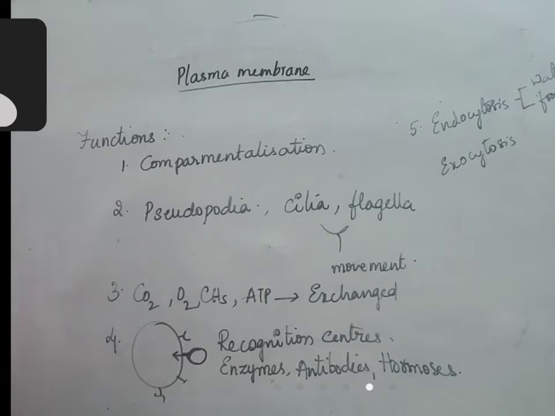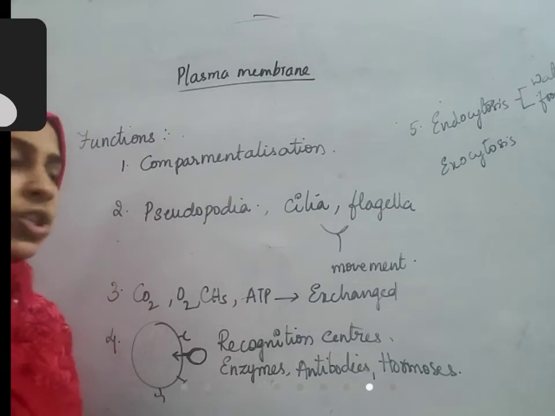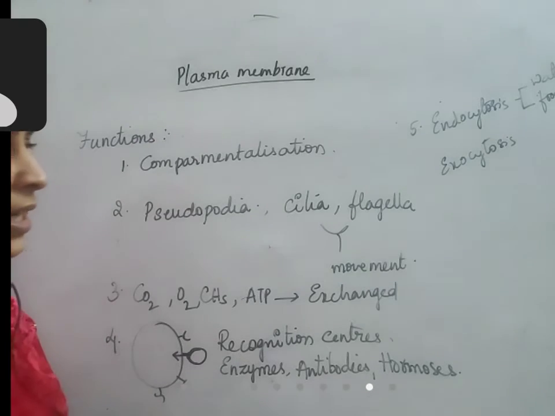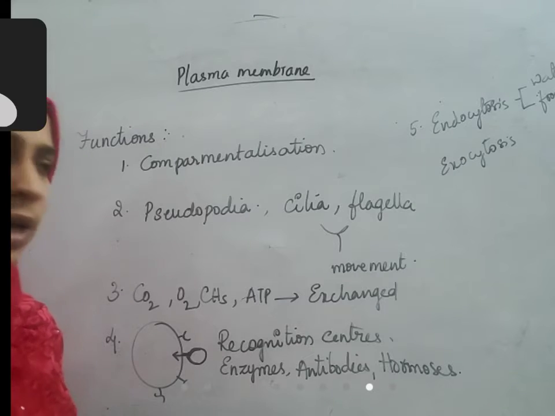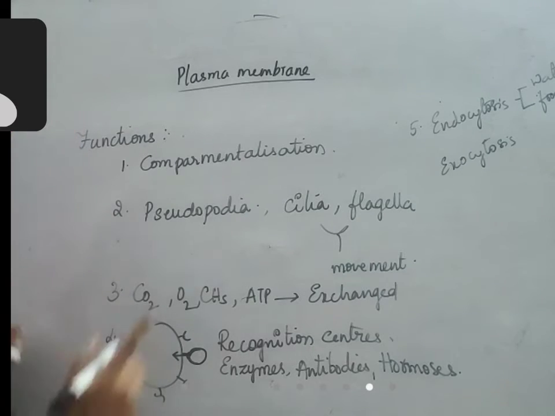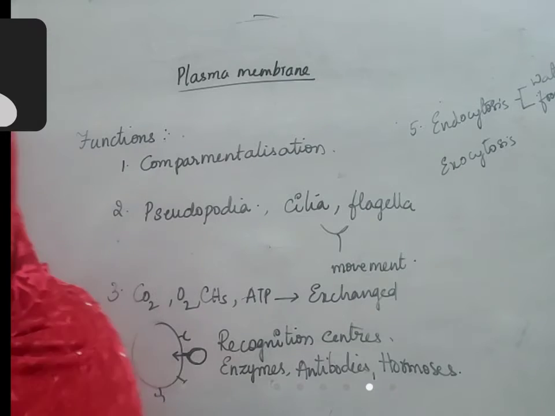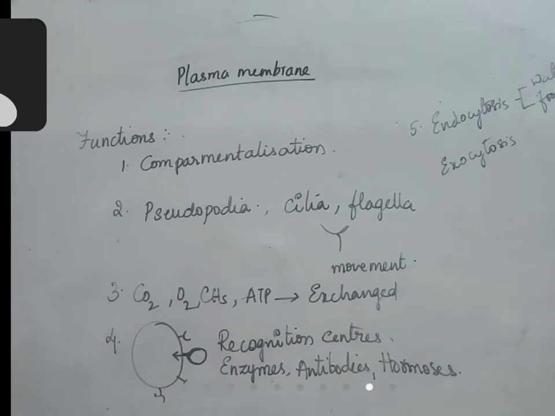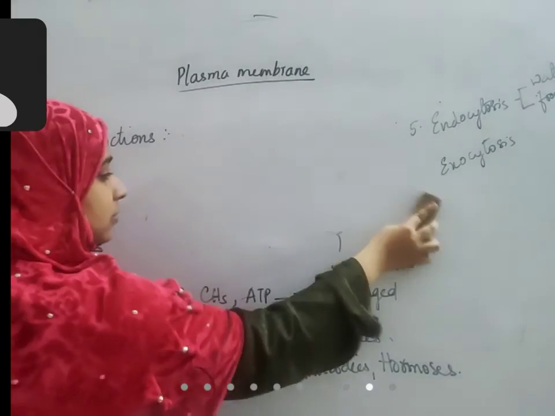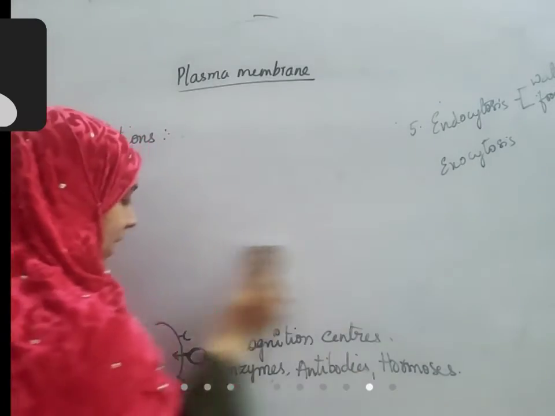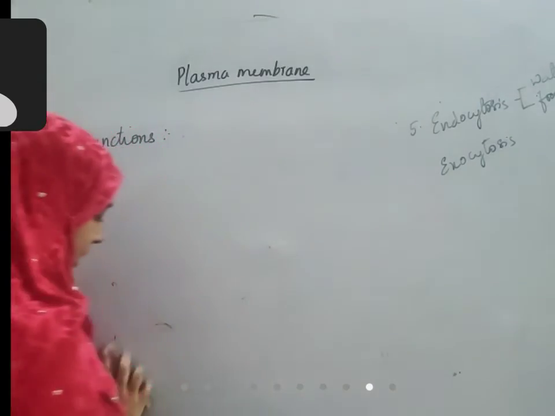Exocytosis: a molecule that is required to come outside also escapes through the cell membrane by forming small pouch-like structures. That is called exocytosis. Okay, these are all the different functions of plasma membrane. Let us see how the exchange of material occurs. For the exchange of materials to occur at the cytoplasm, there are various methods we'll discuss.